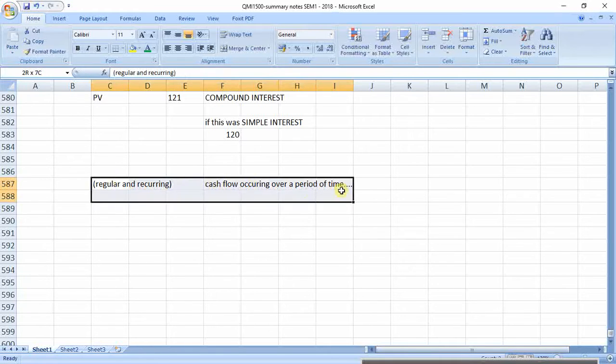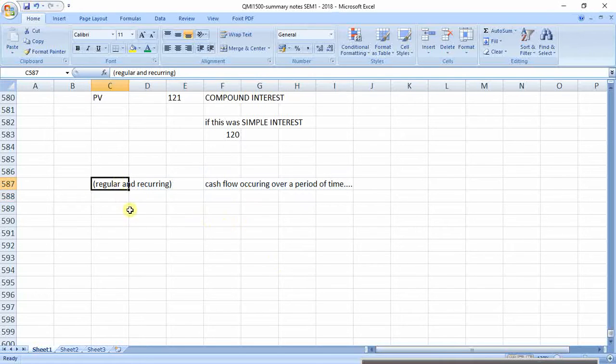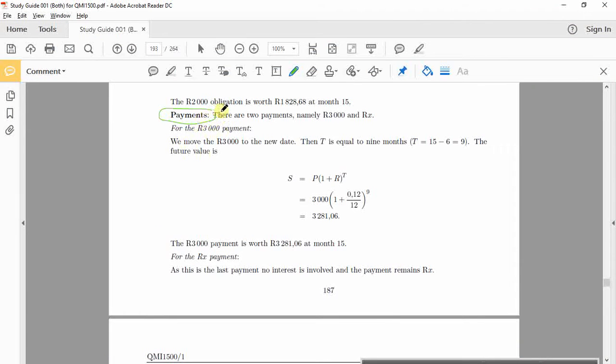Does that make sense? Yes. Okay, so if it's recurring, it means it's the same figure every single period. Right, so with payments, you'll have two different payments.